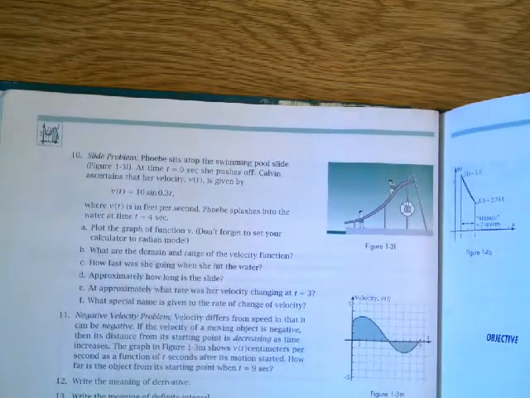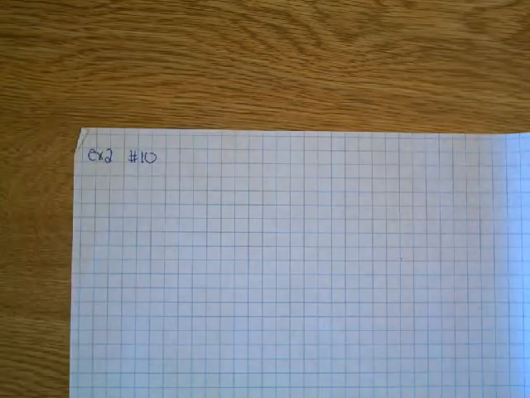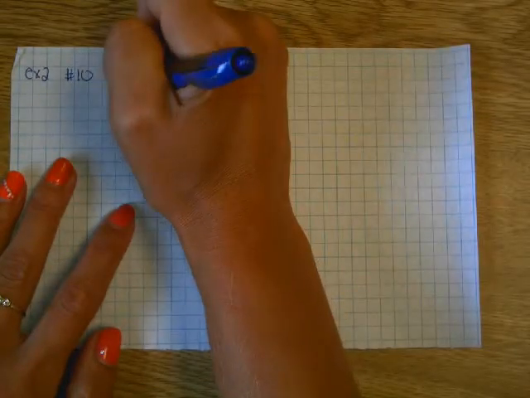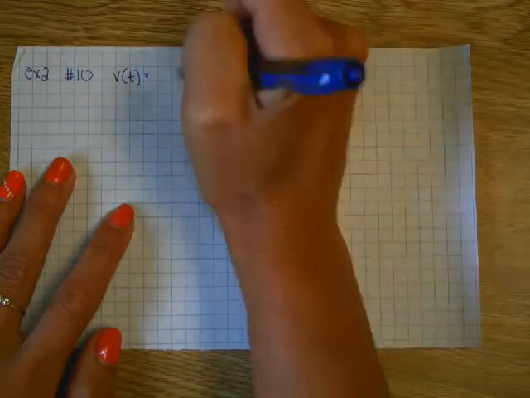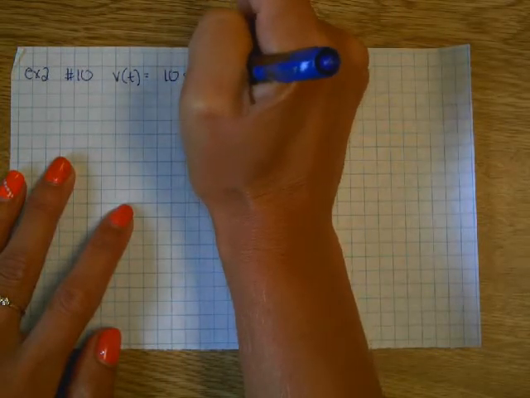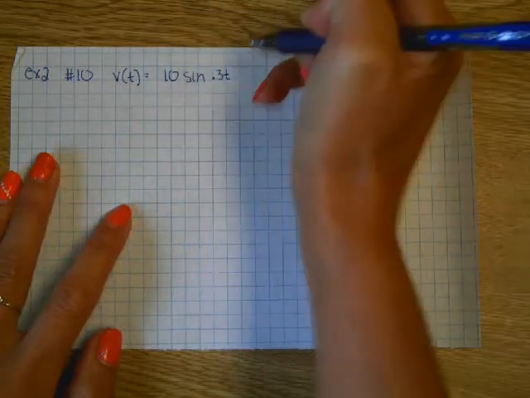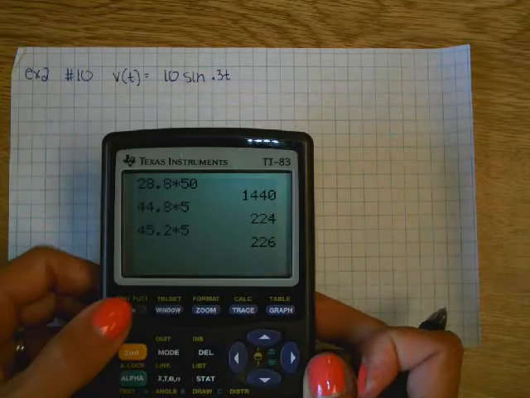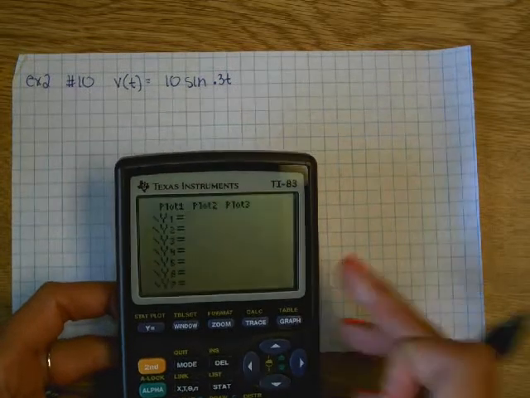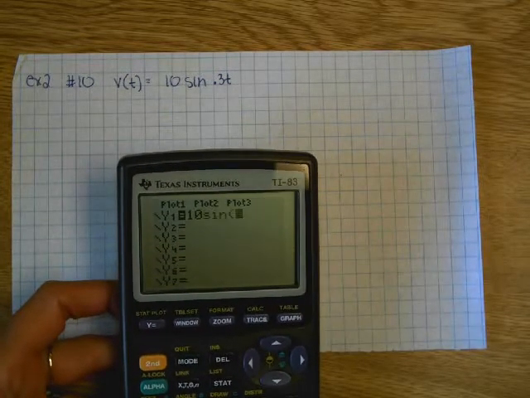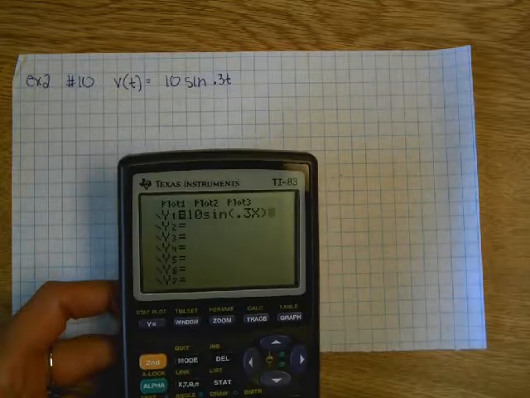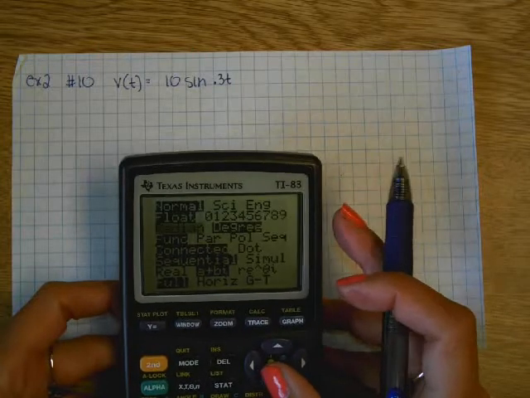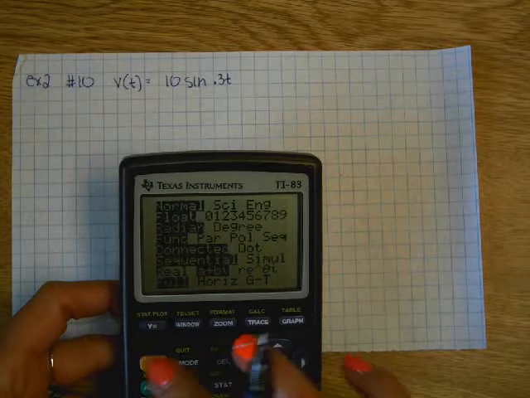Let's start. Our equation is the velocity with respect to time is 10 sine 0.3t. Okay, we'll let the calculator make a table of points for us that we can graph. So we'll go y equals, typing it in, 10 sine 0.3x. I better check my mode. Check your mode. I'm in degree. I need to be in radian mode. We're in radian mode for all of calculus. We never switch out of it.